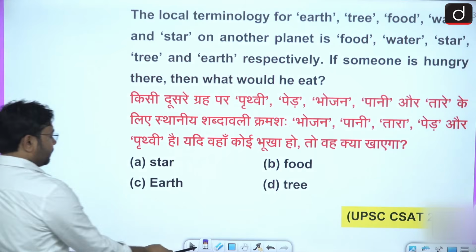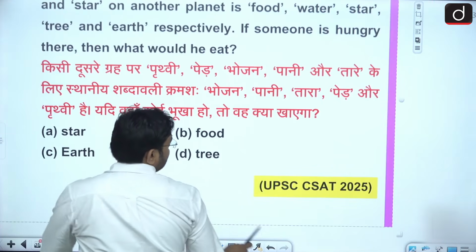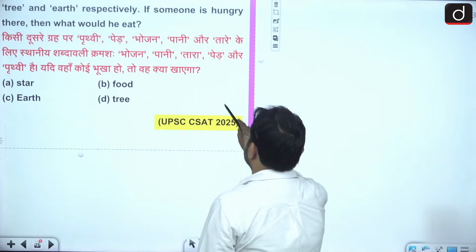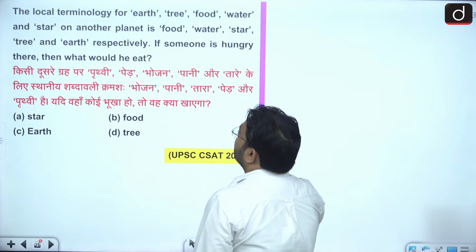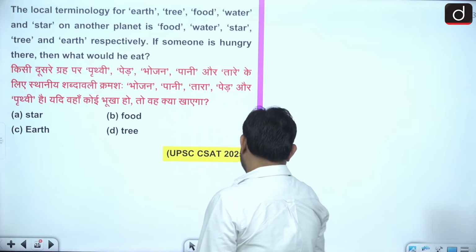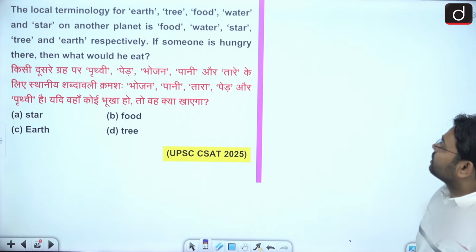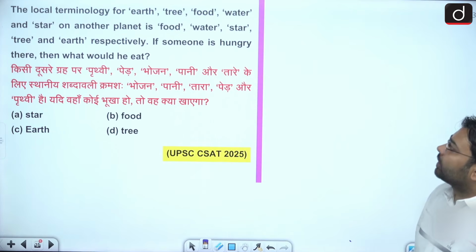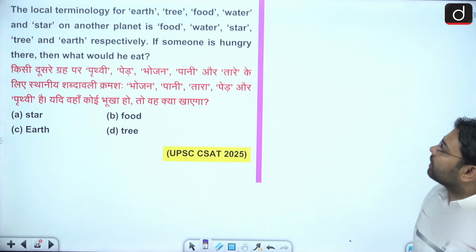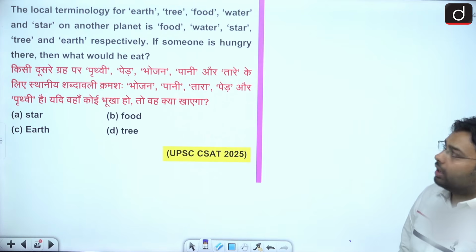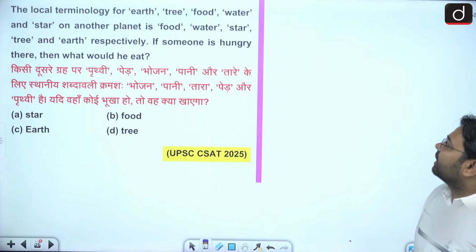This is from 2025. Read this one. The local terminology for earth, tree, food, water and star on another planet is food, water, star, tree and earth respectively. If someone is hungry there, then what would he eat?